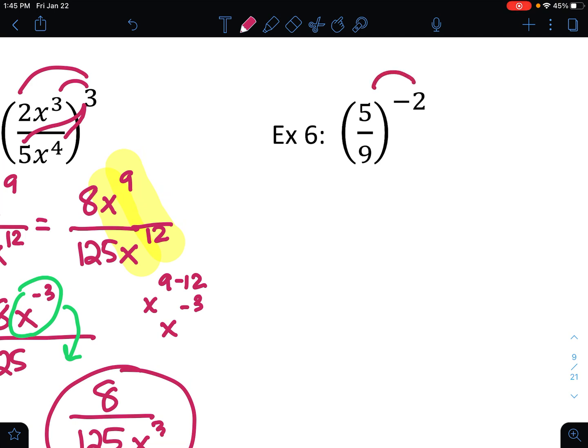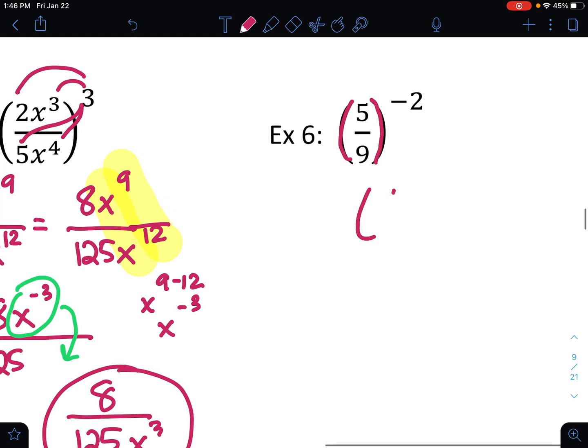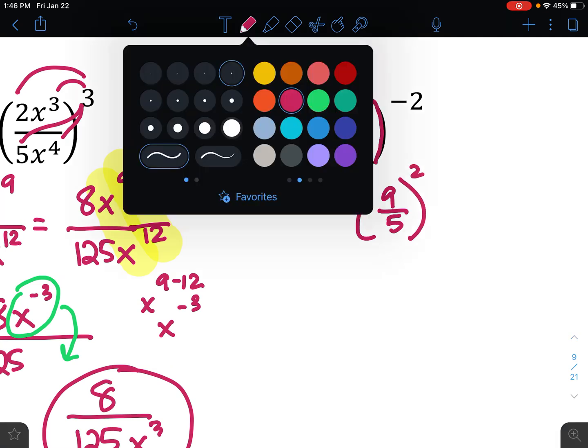Now, one of two ways. I could distribute or apply the power in there, okay? Or I could do what we did day 1, where all of this is raised to the negative, so let's flip it over. When I do that, it'll make my power positive.